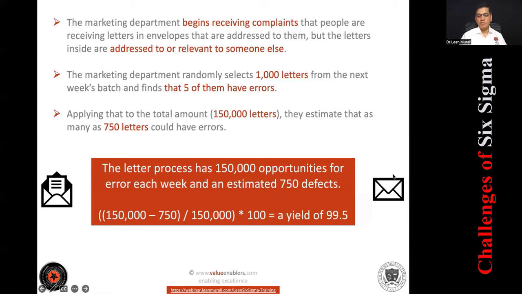It's a very simple calculation. Out of 150,000, 750 had errors, and so 99.95% is good, that is without errors. That is called a yield in Six Sigma terminology. For every yield, there is a sigma value. For every yield percentage, there is a sigma value.